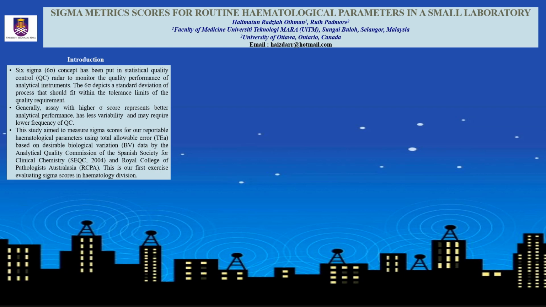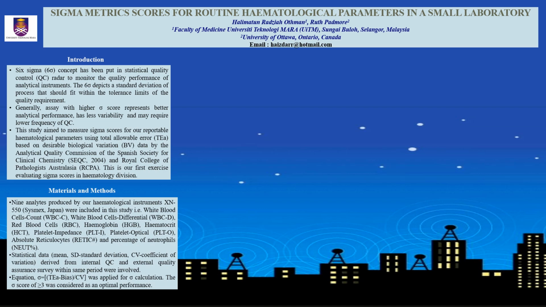Hence, we aim to measure sigma score for our reportable parameters using total allowable error, TEa, based on two quality goals. First, using desirable biological variation, BV, data by the Analytical Quality Commission of the Spanish Society for Clinical Chemistry, and second, Royal College of Pathologists of Australasia, RCPA. This actually was our first exercise evaluating sigma scores in our hematology division, and this was manually tabulated and calculated.